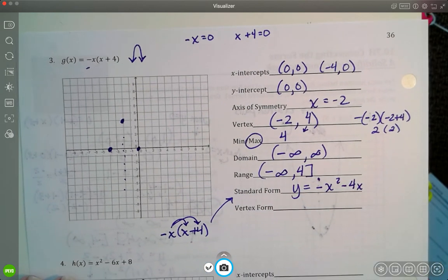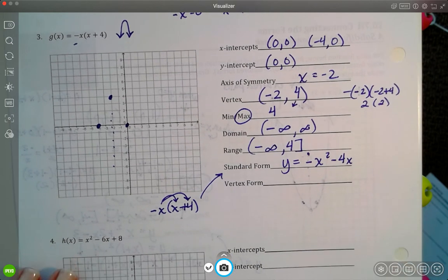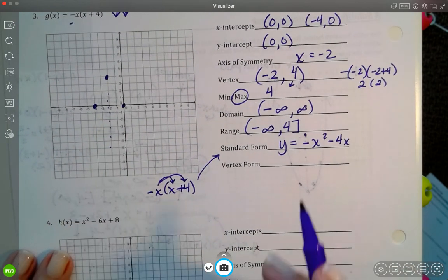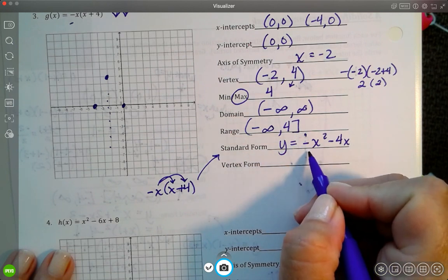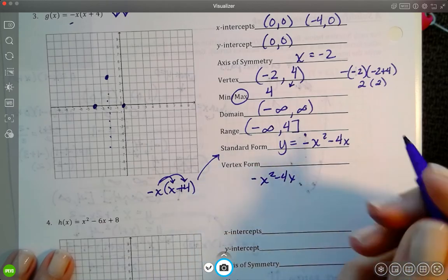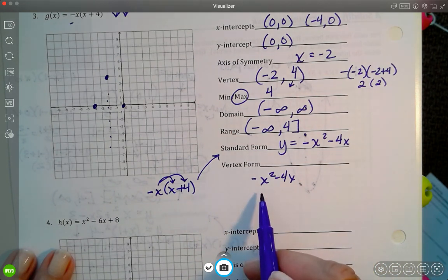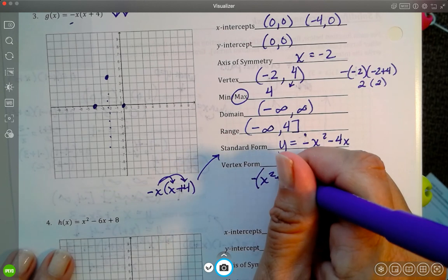It just doesn't have a c. Well, the c is 0, so that's why this is 0, 0. Okay, vertex form. All right, remember I want a to be 1, so I have -x squared minus 4x. But I want a to be 1, so I'm actually going to factor out the -1, so I have this.